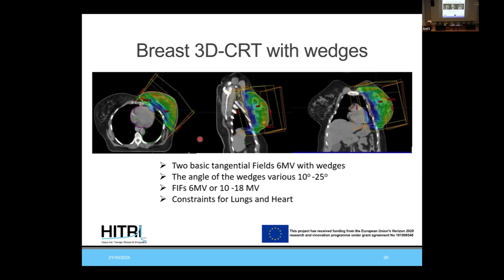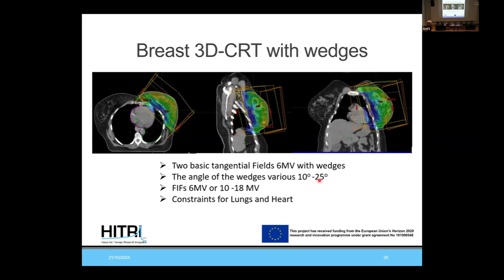The basic tangential fields should use 6 MV photon energy. We can use them with wedges. As you see here, we have the two wedges. The angle varies. It depends on the machine, on the type of the wedge. You can use 10 degrees, 25 degrees, 15 degrees, whatever the machine has. I don't think a number bigger than 25 degrees is appropriate. 25 degrees is basically for a large breast.